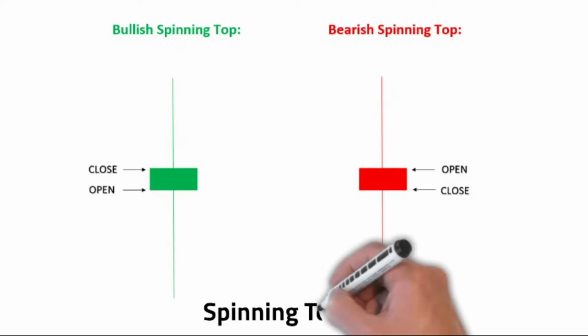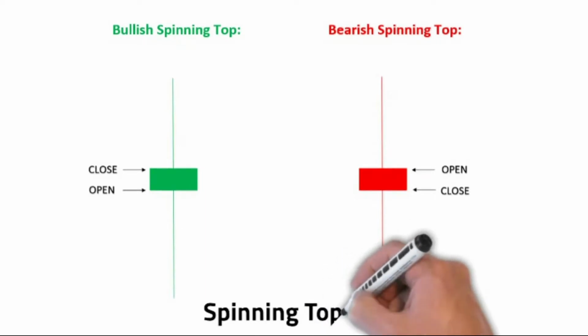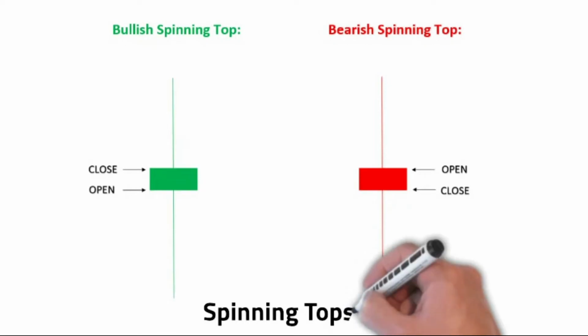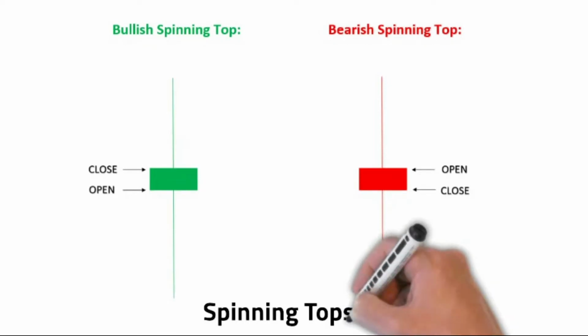If a spinning top forms during an uptrend, this usually means there aren't many buyers left and a possible reversal in direction could occur. If a spinning top forms during a downtrend, this usually means there aren't many sellers left and a possible reversal in direction could occur.